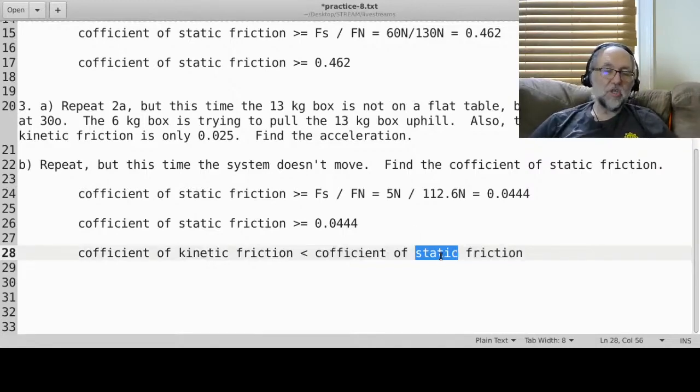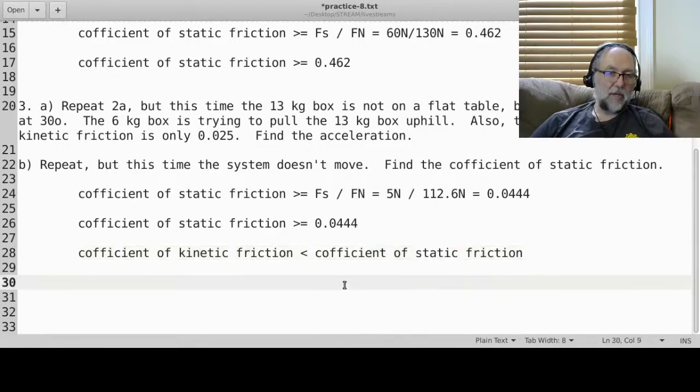And so that extra push, that's what makes the static friction bigger. So in this case, we had the static friction of 0.44 like this, okay? And so whatever the kinetic friction is, it has to be less than that. The coefficient has to be less than that.